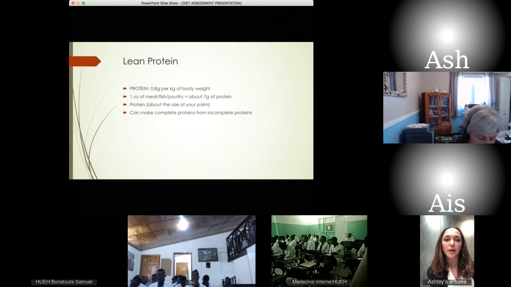So when I'm talking to patients or clients, I'd like to encourage them to think about the appropriate serving size of protein to be about the size of their palm. So the thickness and the width of their palm is approximately the serving size of protein that people should be consuming.